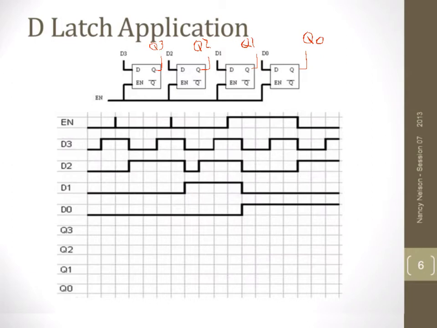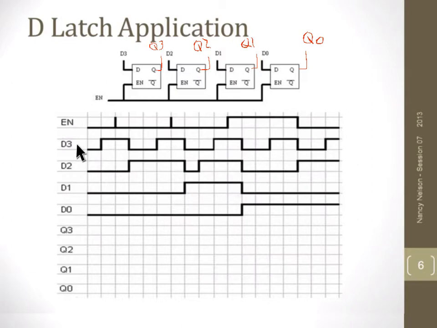So what happens with our system, if enable goes high, each of the 4 latches are turned on. They sample what's coming in on the data lines, so we would sample D3, D2, D1, and D0, store those 4 bits, and make them available as an output on Q3, Q2, Q1, and Q0. So if we come down here and look at our timing diagram, we can see our 5 inputs.